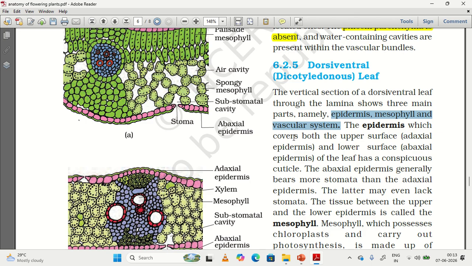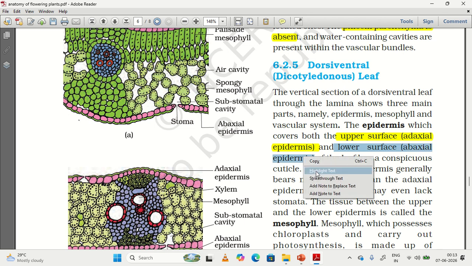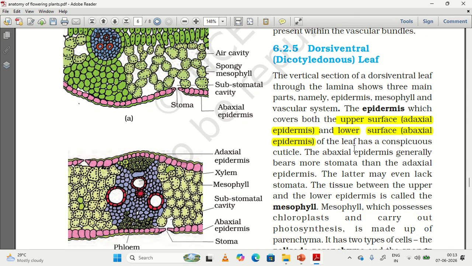The epidermis consists of the upper epidermis, which is the adaxial epidermis, adjacent to the stem axis, and the lower epidermis we call the abaxial epidermis. Abaxial epidermis means the lower epidermis, back of the stem. So adjacent to the axis is the adaxial surface or the upper surface, and opposite to it you will have the lower surface or abaxial surface, and the dicot leaf has a conspicuous cuticle.